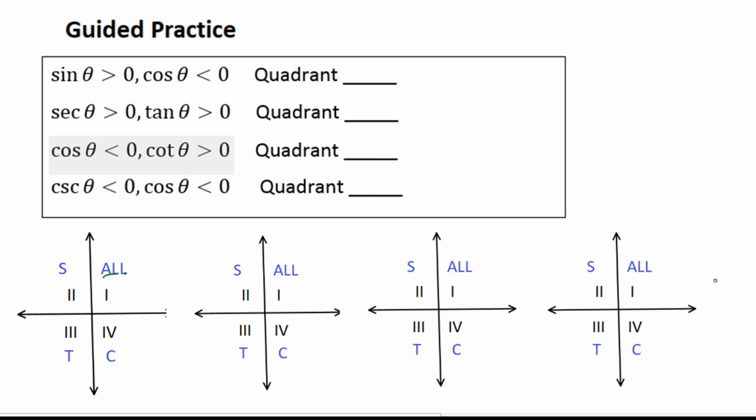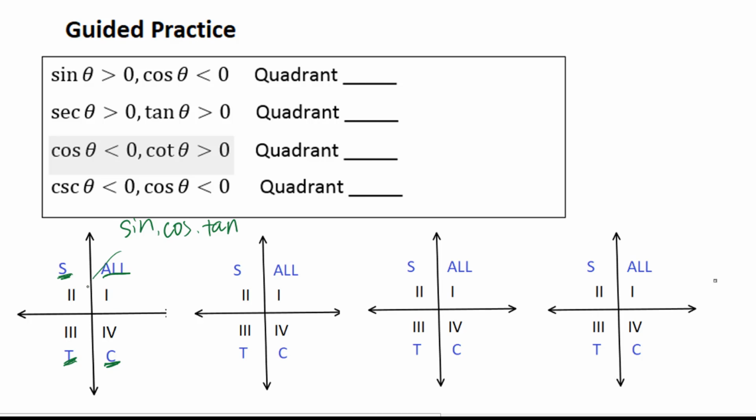We know this rule: All Students Take Calculus. So for sine, cosine, and tangent, all these 3 are positive in the first quadrant. Only sine is positive in the second quadrant. Only tangent is positive in the third quadrant. Only cosine is positive in the fourth quadrant.